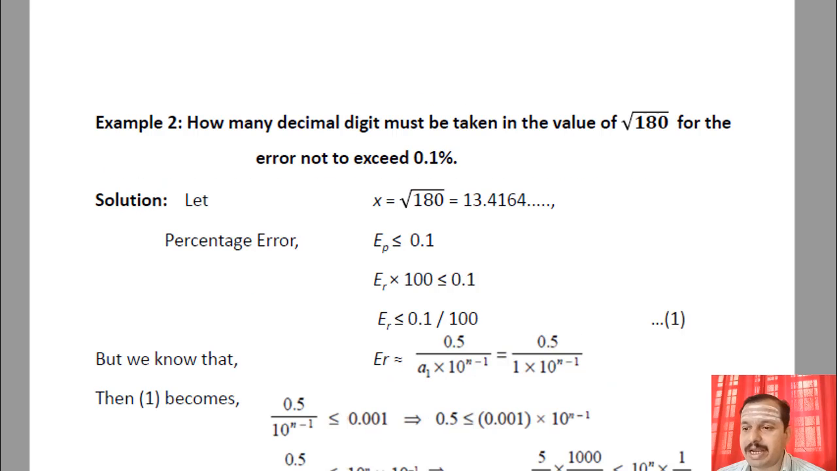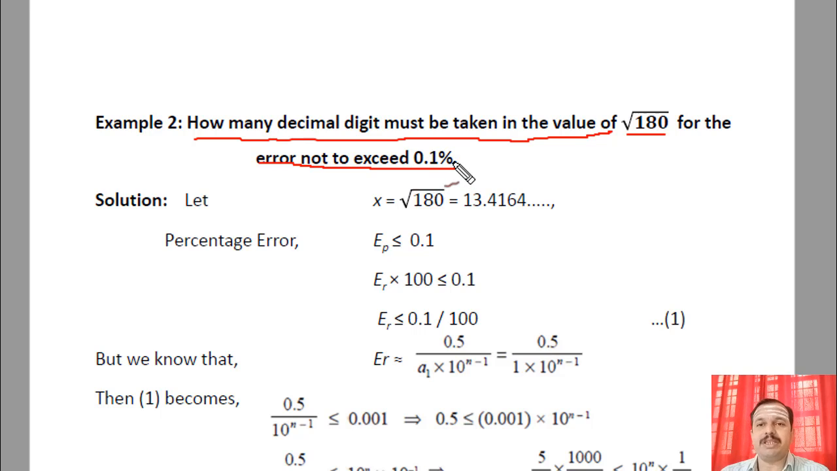Now let us go for the second one. Look at the second problem, it is quite important. Here we have to find out how many digits must be taken in the value of the square root of 180 such that the error is not exceeding 0.1%. It is very important to understand here that when the error is given as a percent, it is the percentage error that is given. So therefore, we are taking the percentage error here.